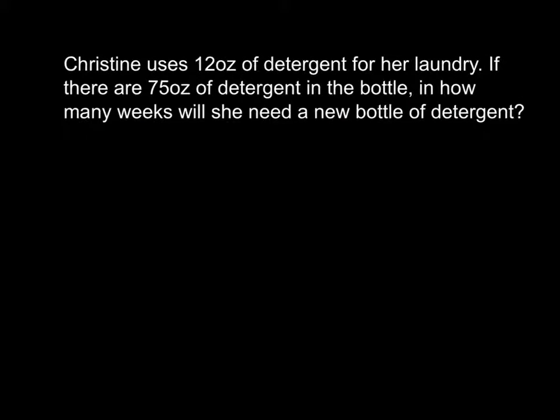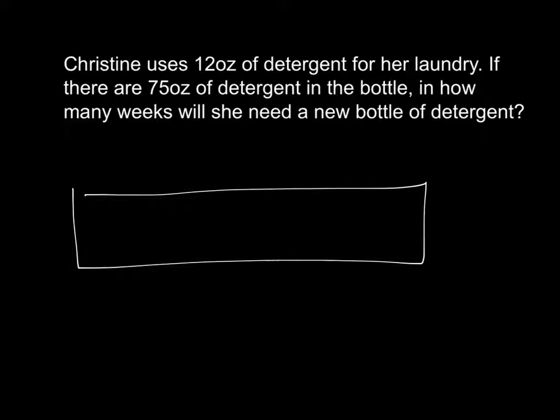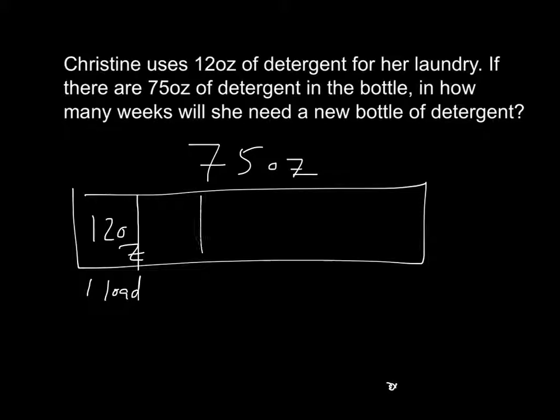Let's look at another problem. Christine uses 12 ounces of detergent for her laundry. If there's 75 ounces of detergent in the bottle, in how many weeks will she need a new bottle of detergent? I'm going to draw this similarly, where I have my line, and I'm going to have 75 ounces. And I know that one load is 12 ounces. And this is one load. And I need to see how many loads I can get, if they're all 12 ounces.